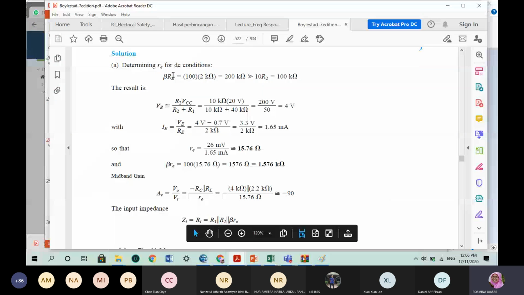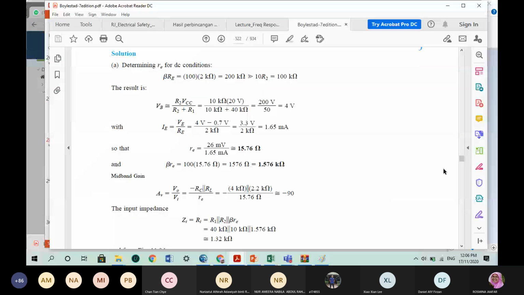In order to determine the FLS first, you have to calculate beta RE, where beta RE is actually 200 kilo ohms, because beta given is 100 for the example, and RE is 2K, so 2 times 100 is 200K. Compared to R2, it is more than 10 times the value. So you can simply take the beta RE value as 100K.